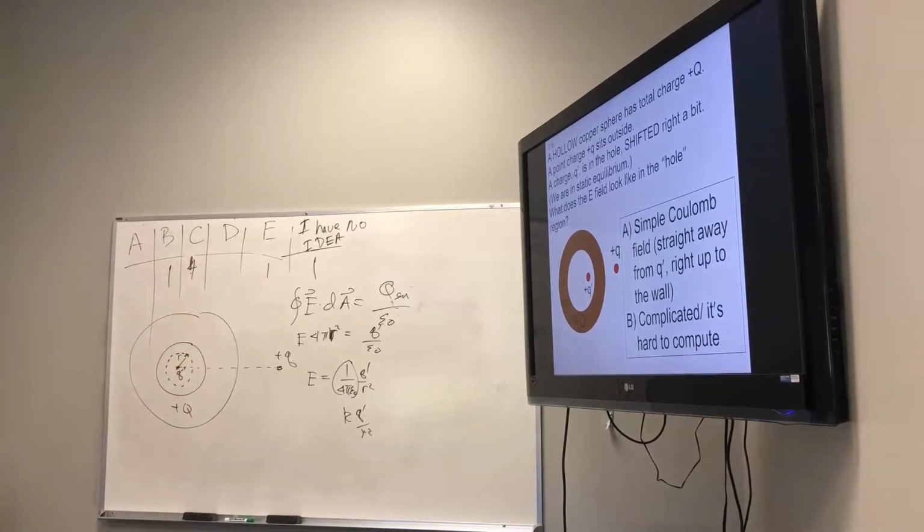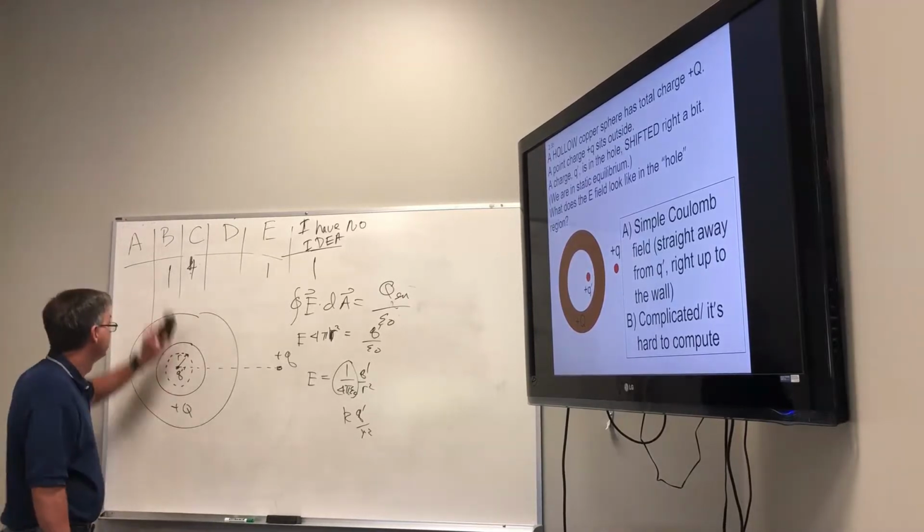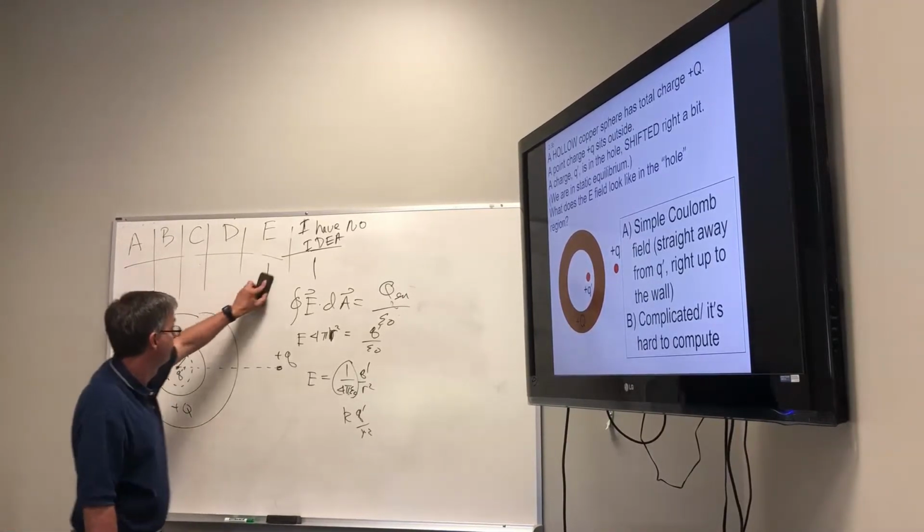Simple Coulomb field, straight away from Q, right up to the wall. Or it might be complicated, hard to compute. So I would say, because plus Q prime is not centered, since it's not symmetric, we can't use Gauss's law. So I'd say B.